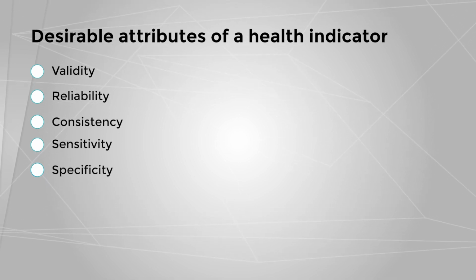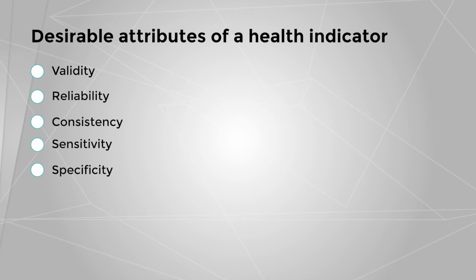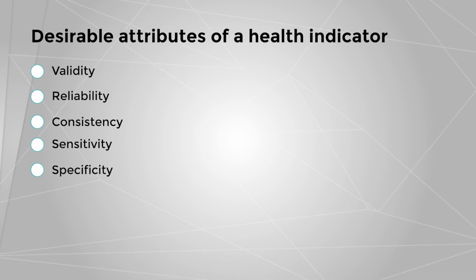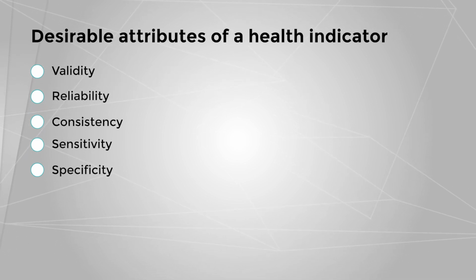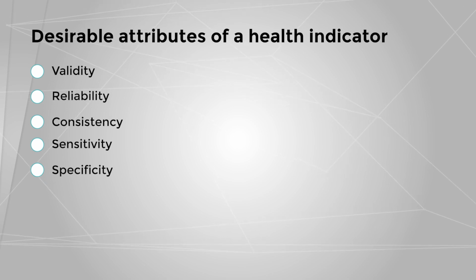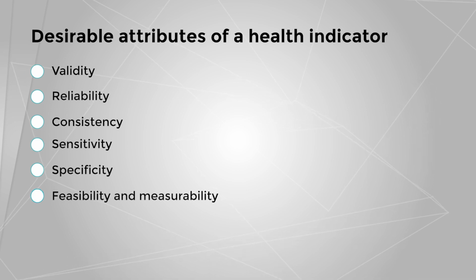Specificity or precision. It should measure only the health status or condition of the interested group or people without being influenced by any other variable. That means it should be exclusive. It should not be affected by unrelated factors. Feasibility and measurability. This refers to the availability of data to measure the indicator. It should not require excessive time and money or expertise to collect, analyze, or interpret the data. It should be easy and practical to use.